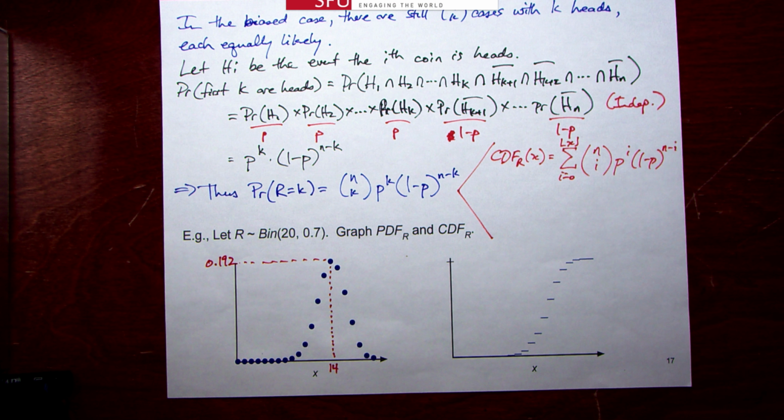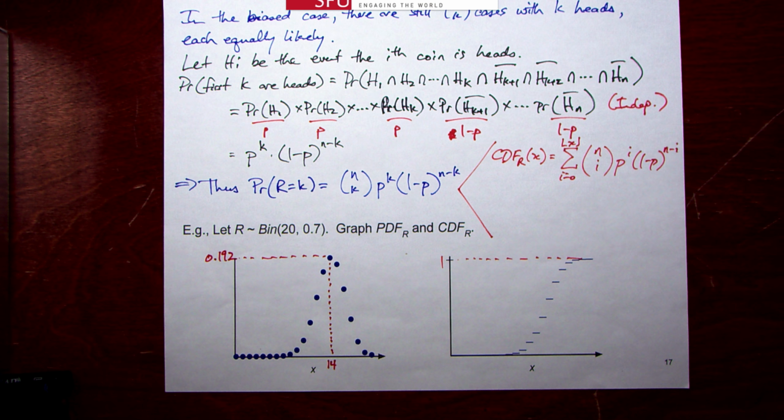I plotted the CDF of this one here, the binomial of 20 and 0.7 below, and you can see that it crosses over the 0.5 mark around 14. And this is, of course, 1, and will stay 1 after it gets to 20.